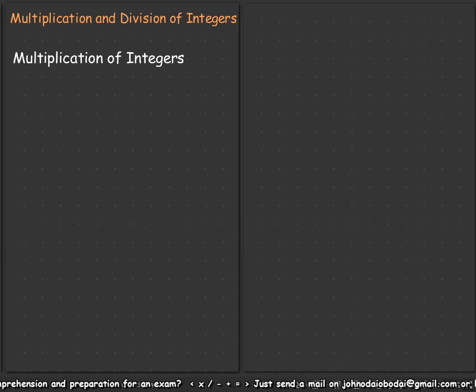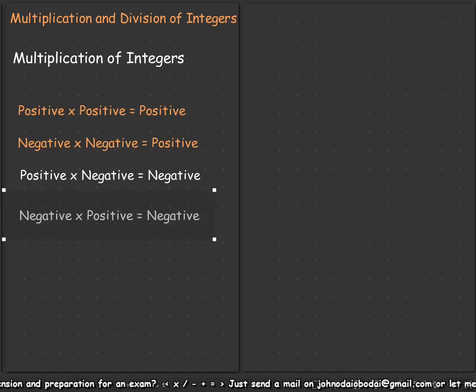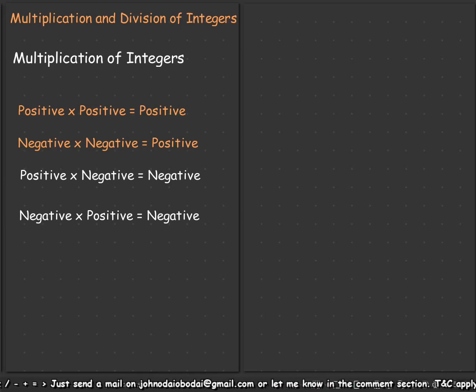So multiplication is just like repetition or repeated addition. You get it? So if you have 3 times 4, it simply says 3 plus 3 plus 3 plus 3. You see? But with integers, we really need to consider the signs, right? There are 4 very simple rules we need to consider. Our first rule says anytime we want to multiply two positive integers, our answer is always going to be a positive number. And that is the normal multiplication we have been doing in our elementary classes.